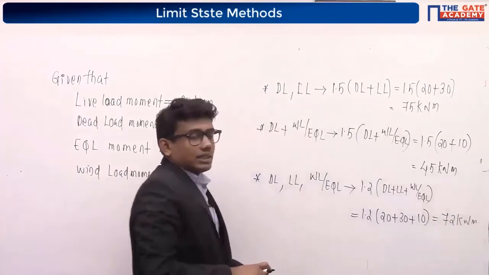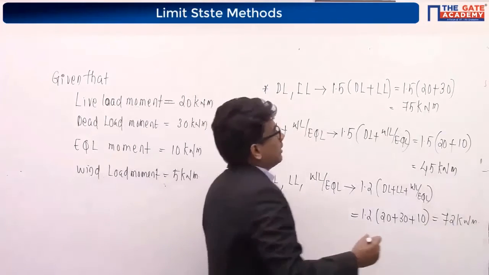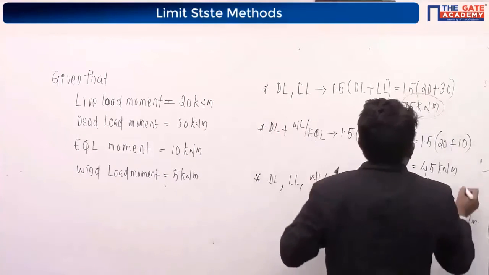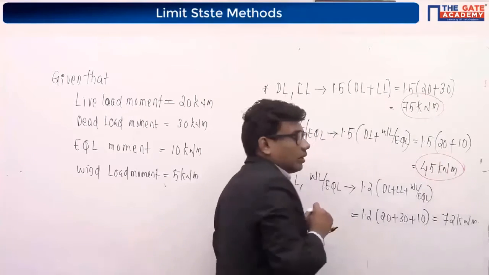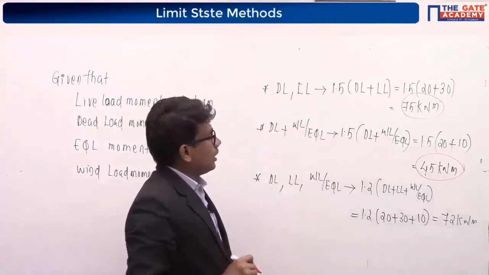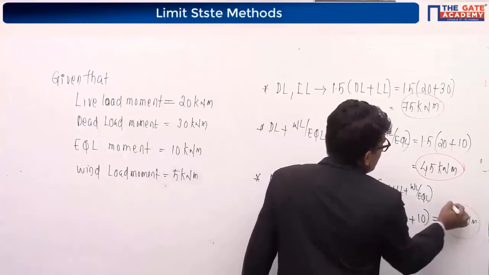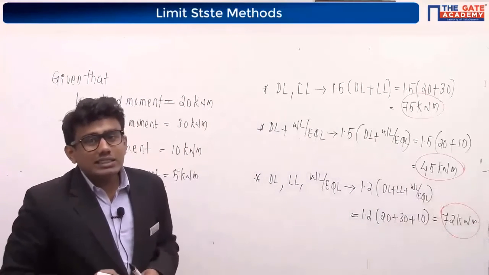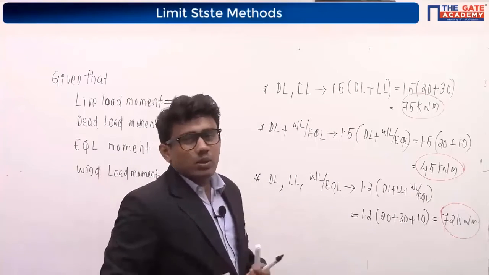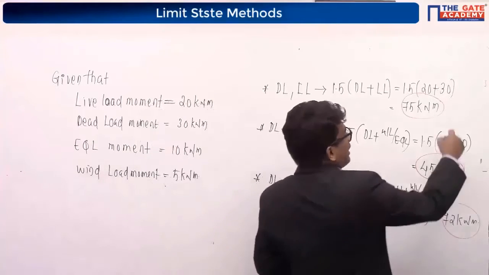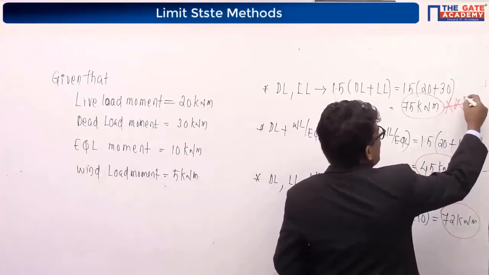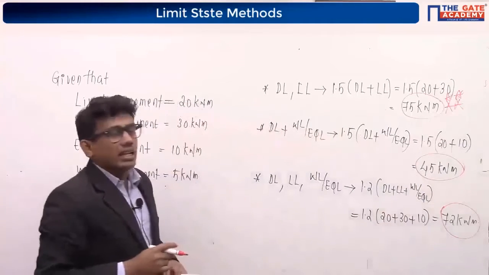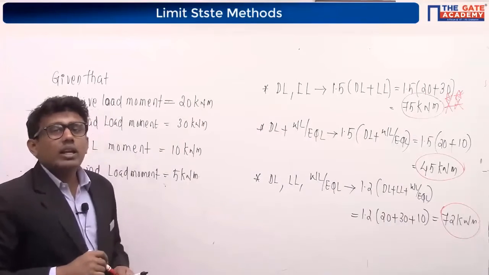So among all the design moments, we are getting 75 kilonewton meter if I consider this load combination, 45 kilonewton meter if I consider this load combination, and 72 kilonewton meter if I consider this load combination. For design, I have to take the maximum of the three. The maximum I will be getting is for the load combination dead load plus live load. The answer here will be 75 kilonewton meter.